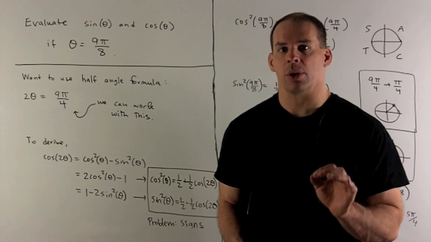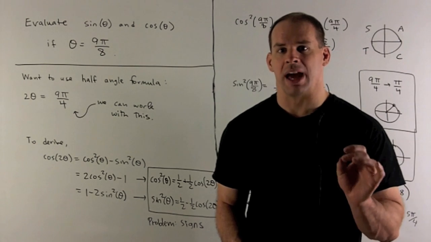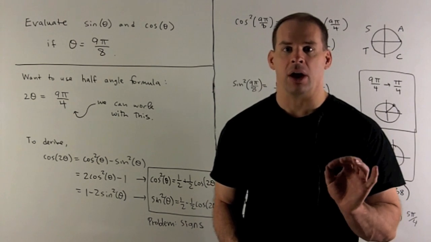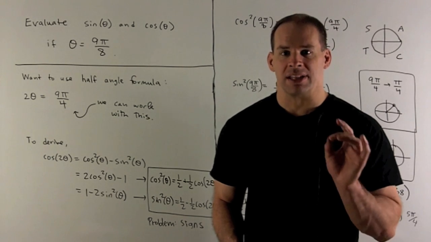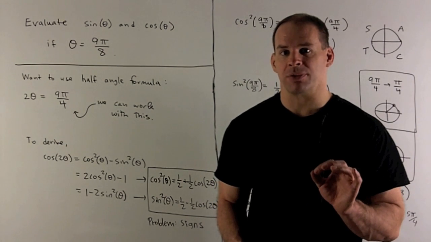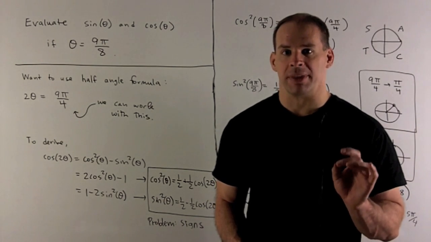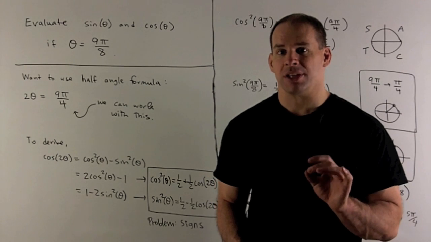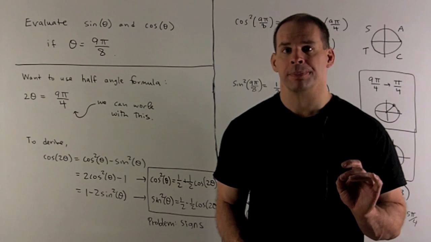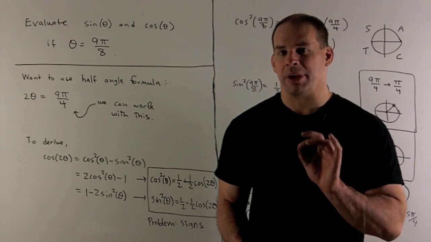Evaluate sine and cosine of theta equals 9 pi over 8. Now, 9 pi over 8 is not in the list of items you're supposed to have memorized for the unit circle, so we're going to need something else. That something else is going to be the half angle formula.